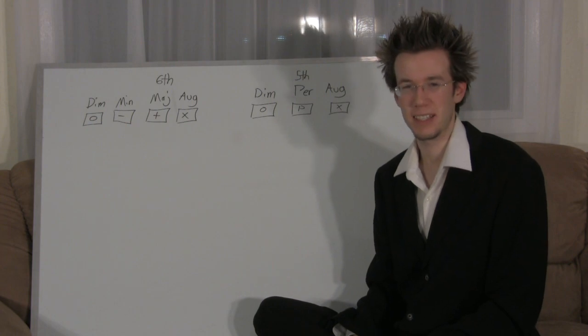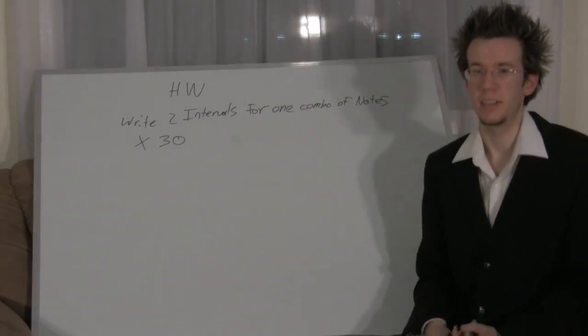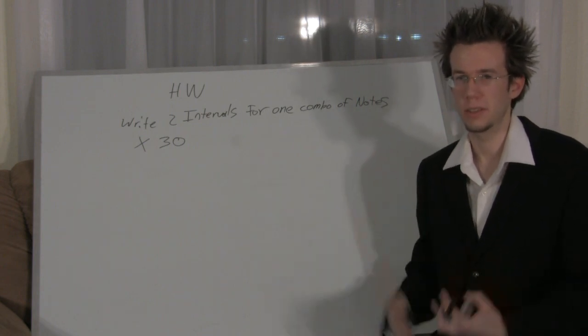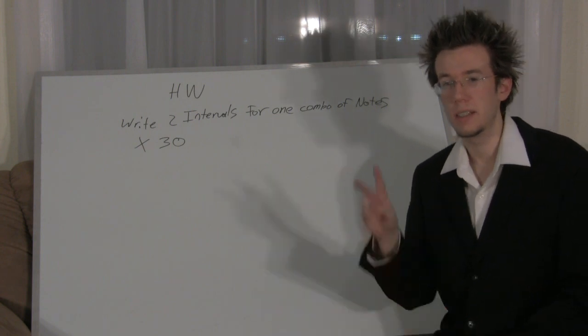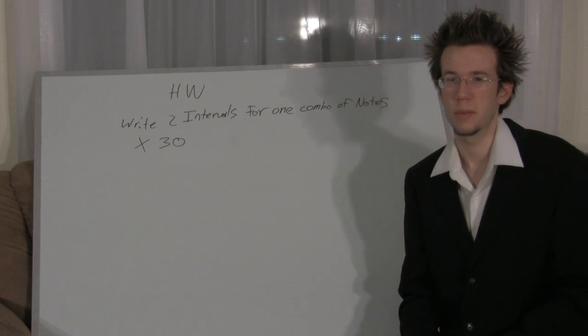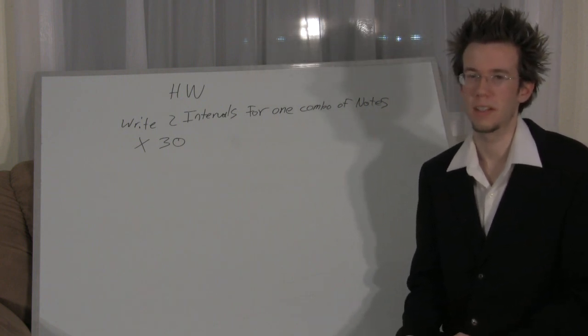Okay, so let's get some homework going on. Here's what I'd like you to do. For your homework, take a combination of notes. So it could be C and G, okay? And I'd like you to describe it at least 2 ways. You could do 3 ways if you really want to. That's like the expert challenge. If you can describe it 3 ways, then you're pretty good.